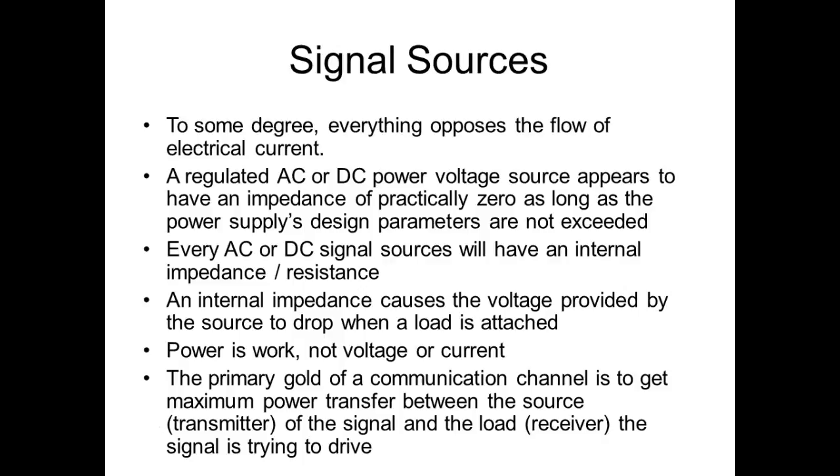An internal impedance causes the voltage provided by the source to drop when the load is attached. Power is work, not current and voltage. The primary goal of communication channels is to get the maximum power transfer from the transmitter to the receiver. Y'all understand that? So if a wire has impedance and a wire has resistance, then that means that's going to affect the communication channel itself. And our ultimate goal is to get the maximum power I possibly can from the transmitter to the receiver.